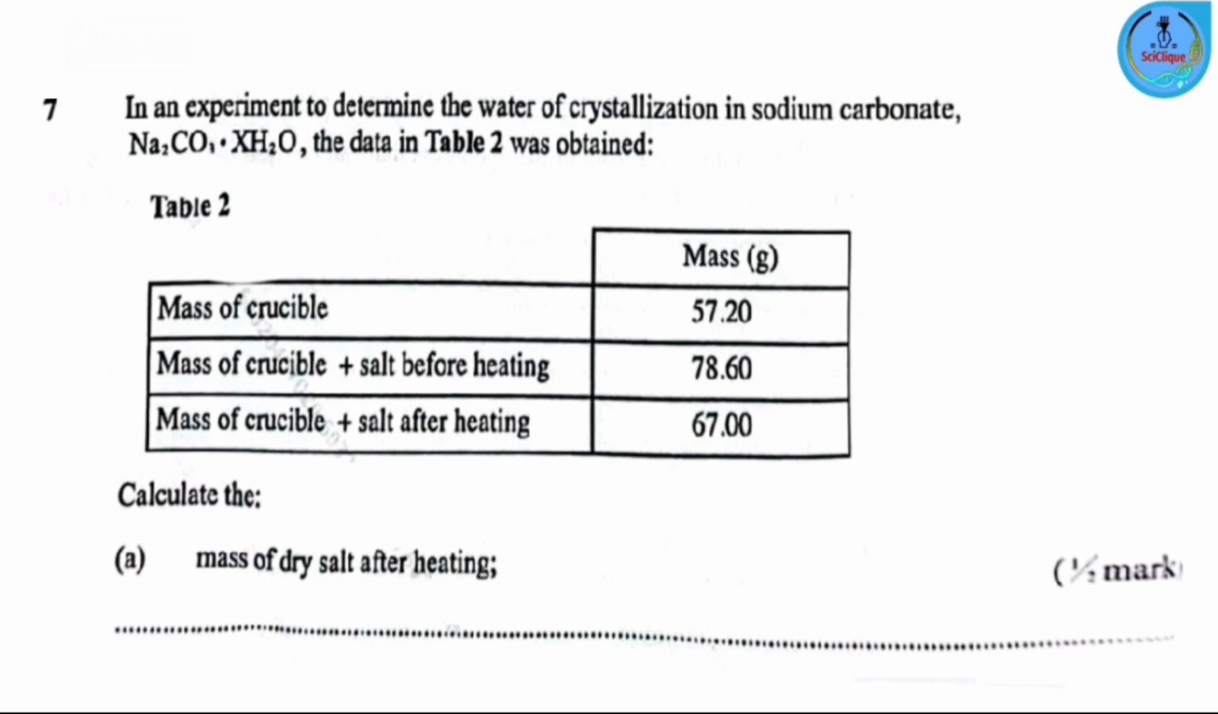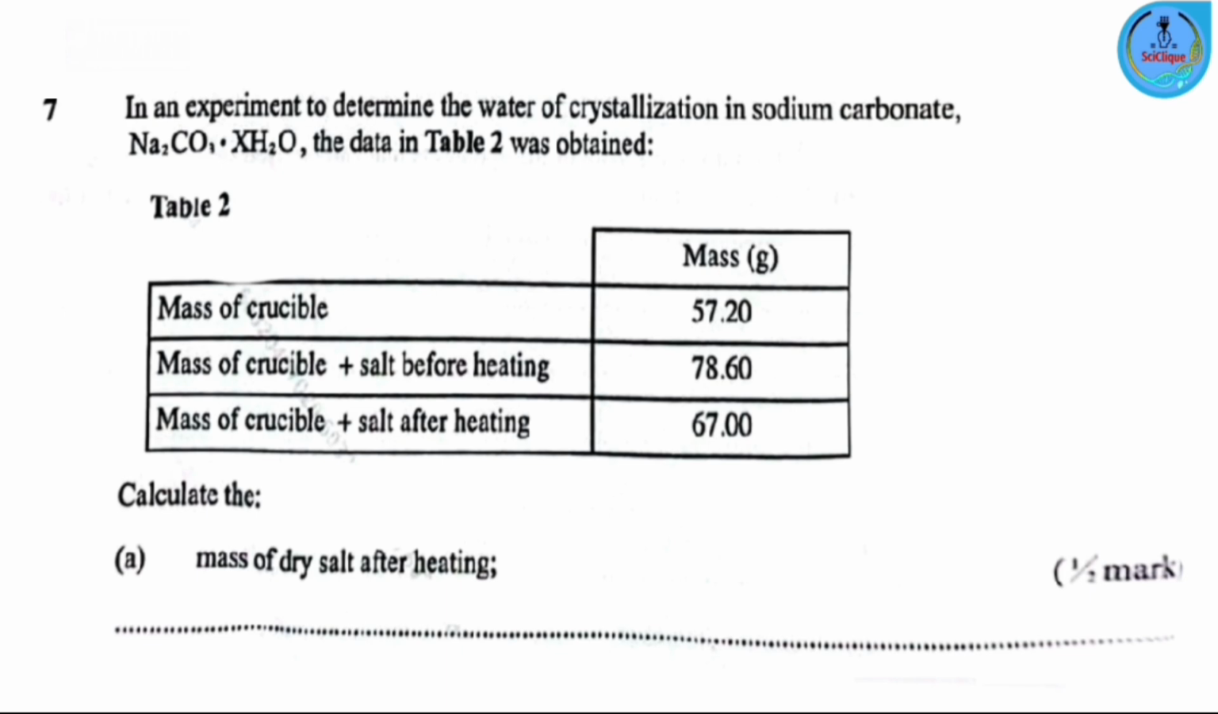So let's look at table 2. We have the mass of the crucible there, that is 57.2 grams. Now, when the salt was added onto the crucible, the mass increased to 78.6, okay? It increased because of the salt that was added. Now, when this was heated, what happened is that water of crystallization was lost. The water evaporated because of heating. So as a result, we are going to have a decrease in the mass. The decrease in mass was the water of crystallization that was lost as a result of heating.